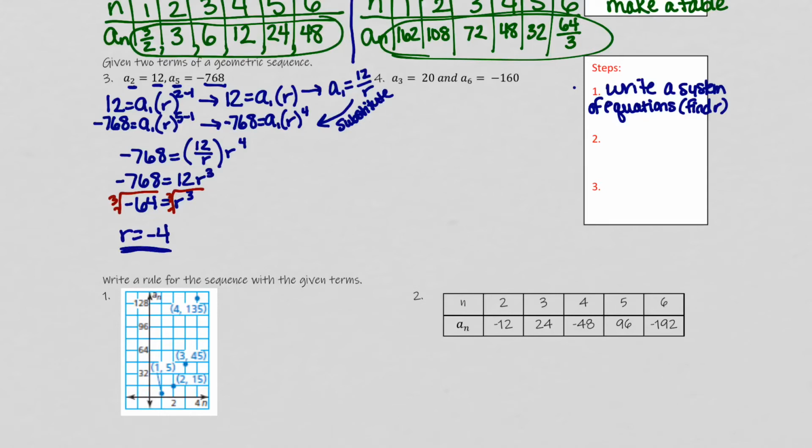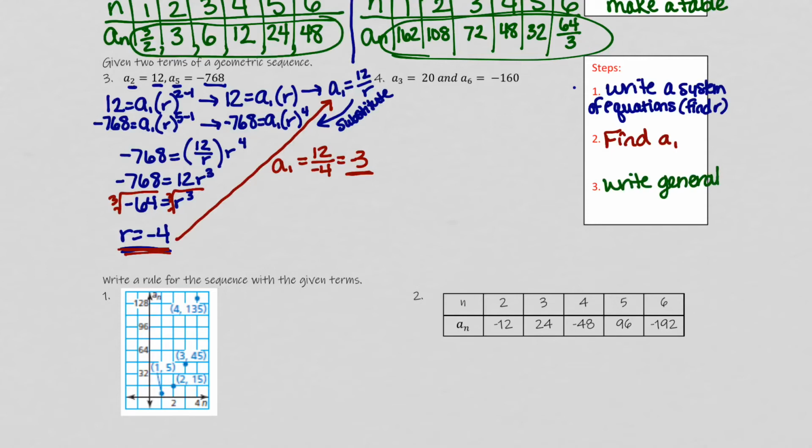So there's r. We said up here, a1 is 12 divided by r. So I can use that to find a1 by substituting it in there. So I'm going to get a1 is 12 divided by negative 4, which is negative 3. So here's a1. Here's r. Plug it in to write our general rule. So that's step 3, write the general rule. Okay, so an is the first term, which we just said was negative 3, times r to the n minus 1 power. And that's the rule.